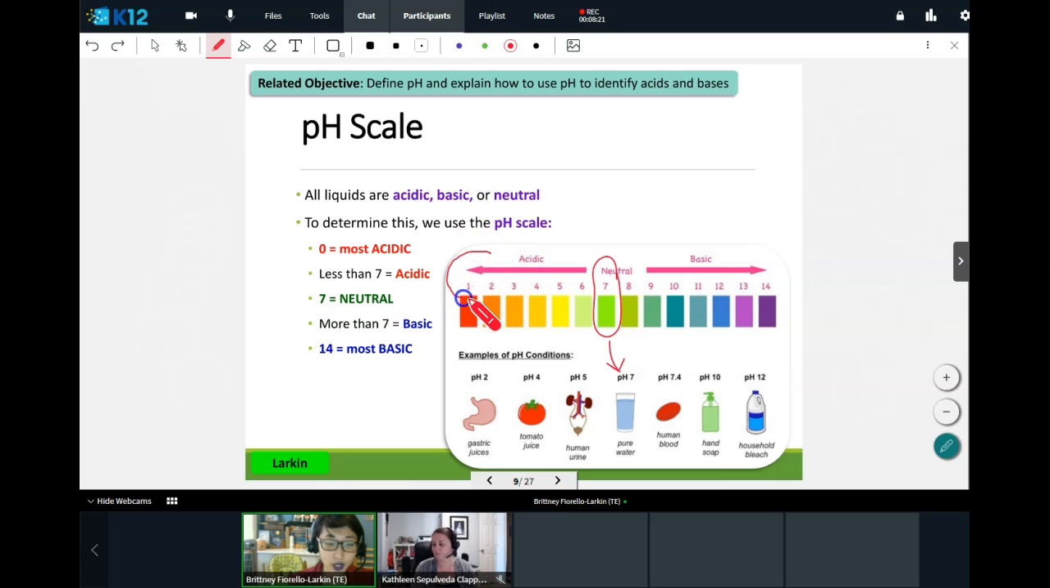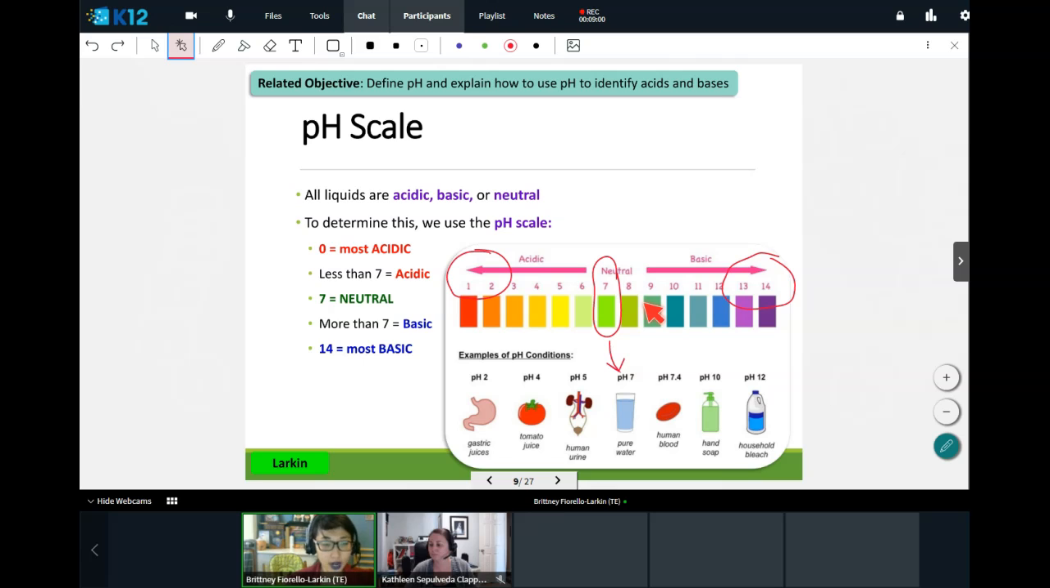Over here on the left, we have the acids, and as we get closer to the small numbers, less than 7, so 1 and 2 and 0, those are the most acidic chemicals. Over here on the right, as we get closer to 14 and 13, those are the most basic chemicals. If you're on the acidic side but close to neutral, you're slightly acidic. If you're on the basic side but close to neutral, you're slightly basic. The extremes are what we care about versus being close to neutral in the middle.